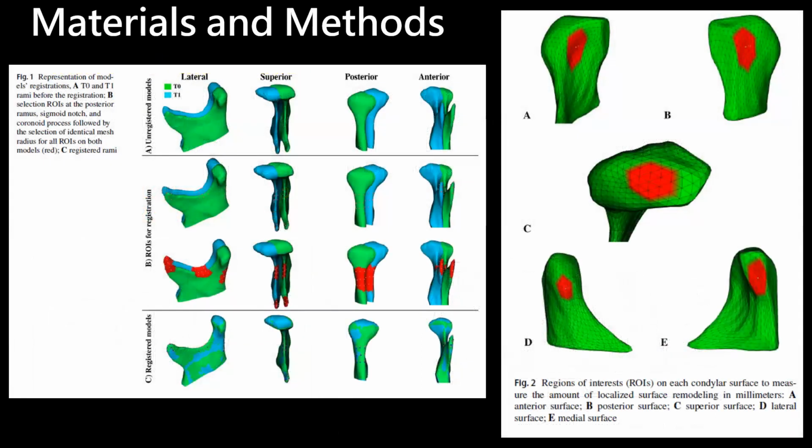And this is the tool. As you can see in the left picture, T0 is the green color on the 3D simulation, and the pre-orthodontic and post-orthodontic treatment will be slightly different. You can see that in the 3D simulation. This study also evaluated different aspects, such as the superior part, lateral part, posterior part, and anterior part, with resorption measured at the millimeter level.